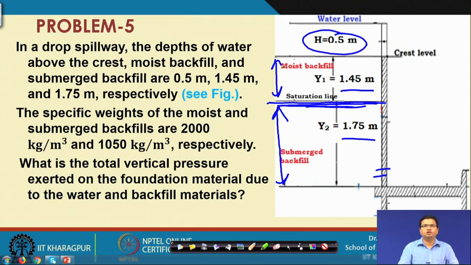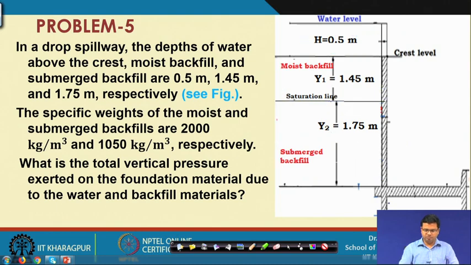Okay. Then the question is, what is the total vertical pressure exerted on the foundation material due to the water and backfill material? So, simply you have to calculate the vertical pressure. So, vertical pressure is equal to gamma into H. Okay. So, the total vertical pressure will be equal to the vertical pressure due to this water, the vertical pressure because of the moist backfill having depth of 1.45 meter, and the vertical pressure because of the submerged backfill. So, all these three components will be added. Okay. Now, with this concept, we will solve our problem.